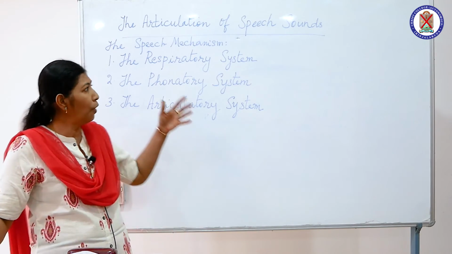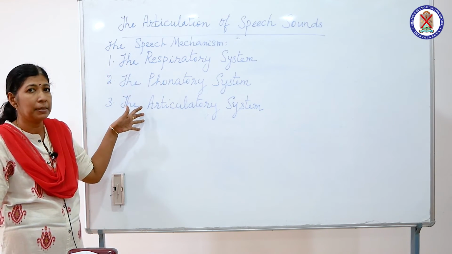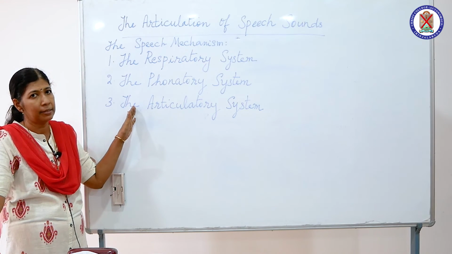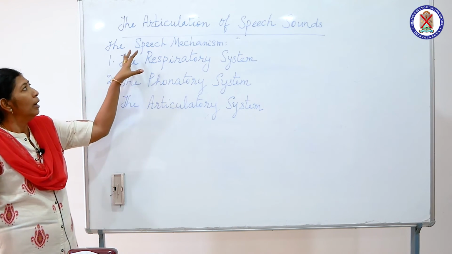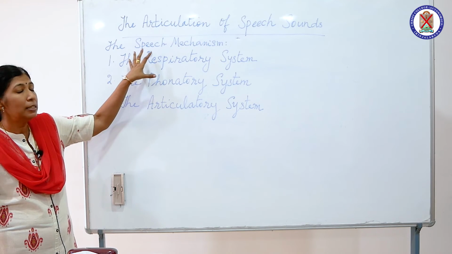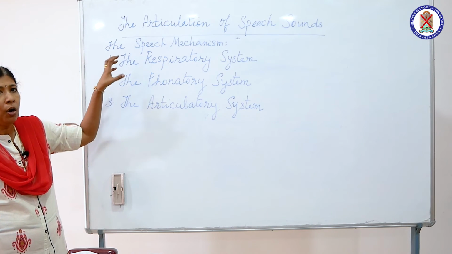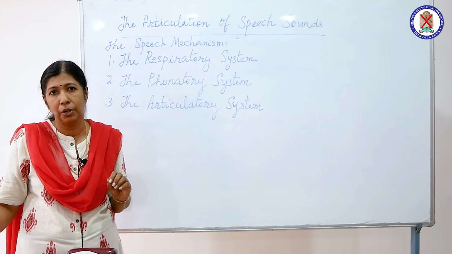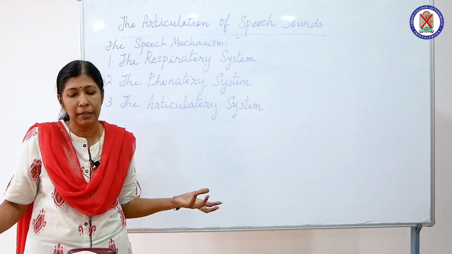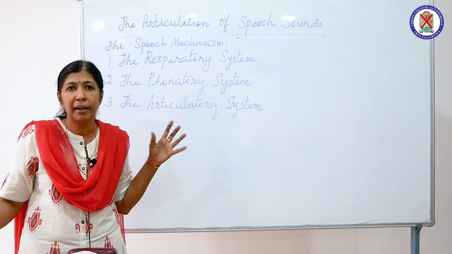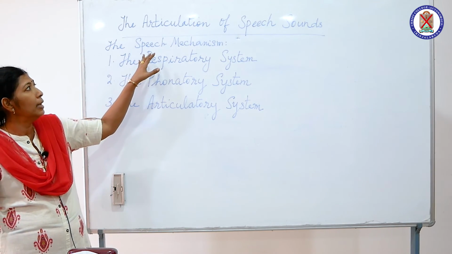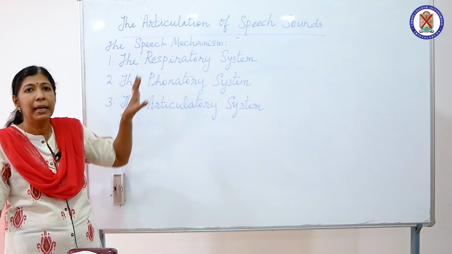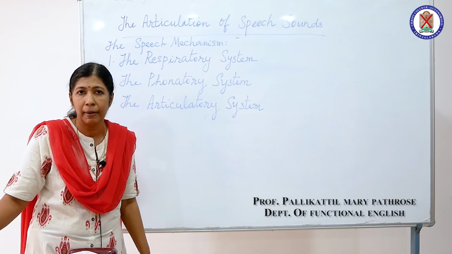All the organs falling in these three systems, the respiratory system, the phonatory system, and the articulatory system, or in other words, coming in the speech mechanism, are labeled organs of speech, though they have other primary functions. So these are the three systems involved in the speech mechanism. This is how the various speech sounds are articulated.